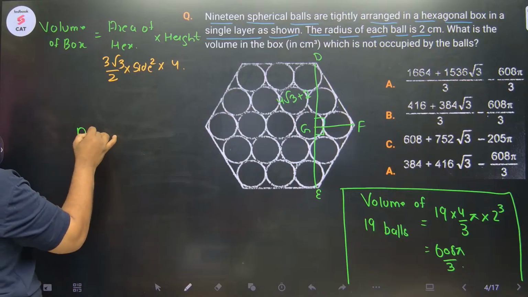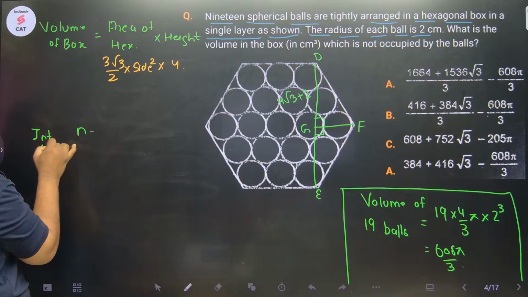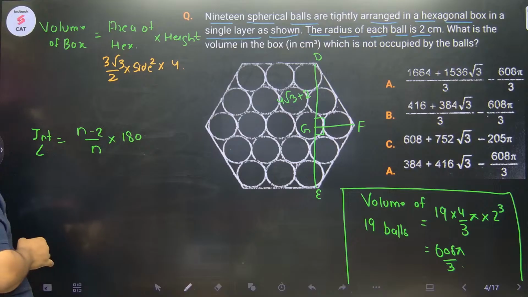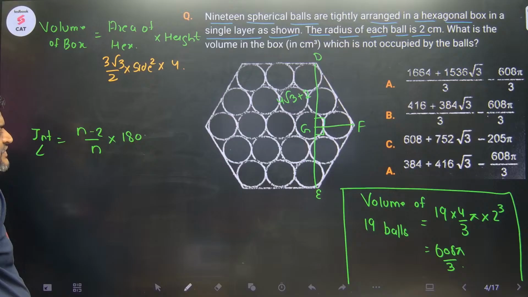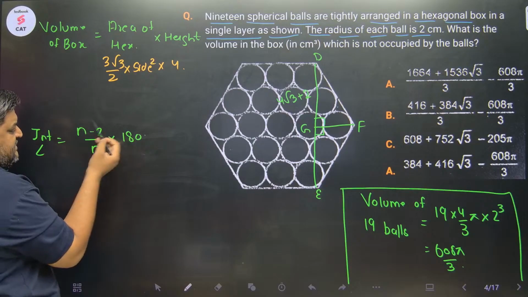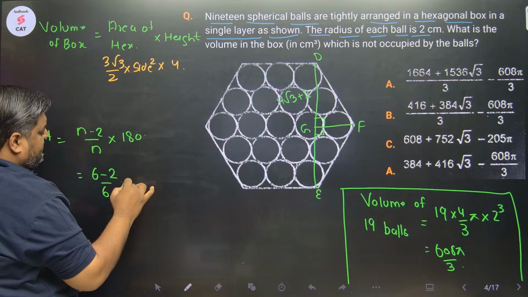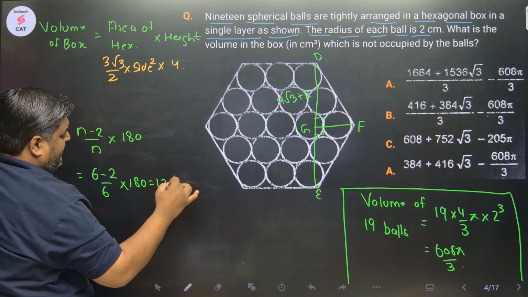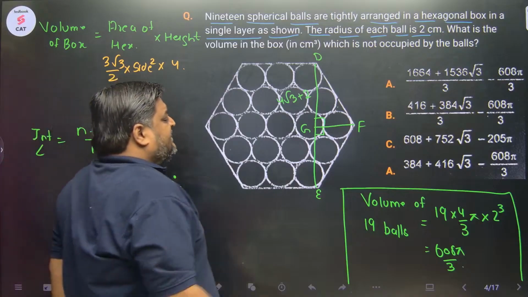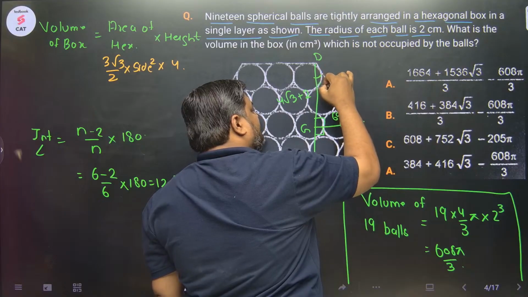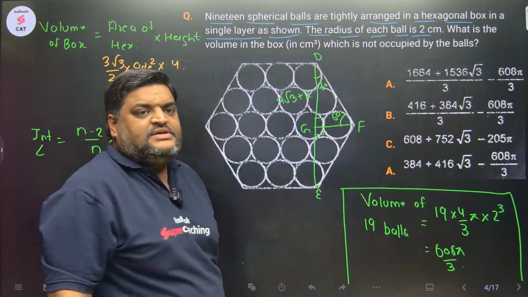The interior angle is (n minus 2) upon n into 180. Here n is 6, since a hexagon has 6 sides. So 6 minus 2 upon 6 into 180 gives me 120 degrees. So this interior angle is 120, this would be 60, and this third angle would be 30.